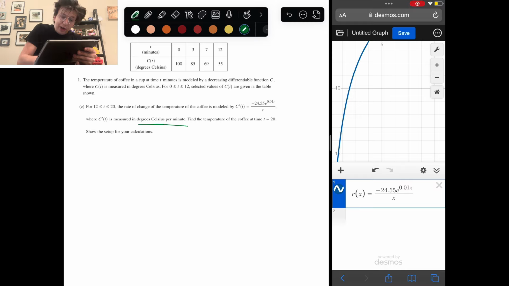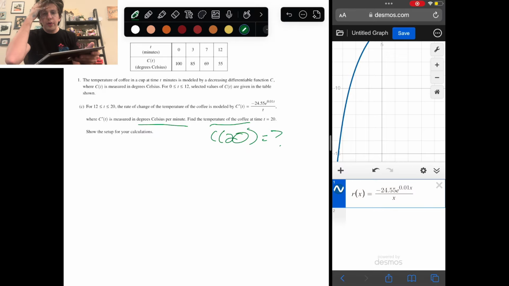So they want us to figure out the temperature of coffee, that's the original function. That is C of 20. Oh, okay. Don't we have that? Oh, we don't have that in our table. It stops at 12. So how are we going to figure out what C of 20 is? Right there, we are given the rate. We can figure out the accumulation from 12 to 20 and say, hey, if my temperature is starting at this temperature at 12, how far did it accumulate from 12? That will be 20.